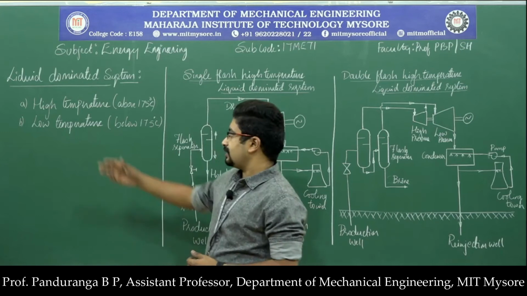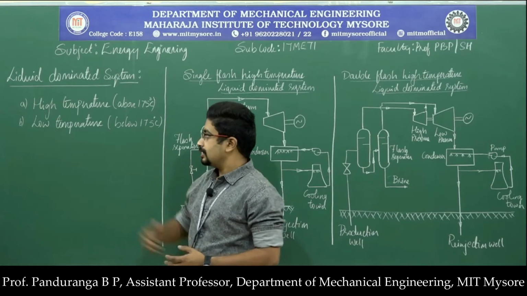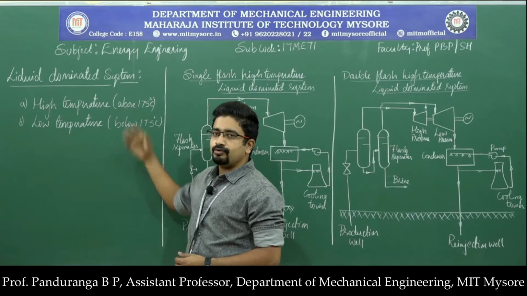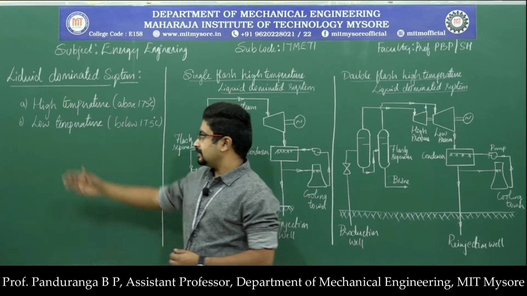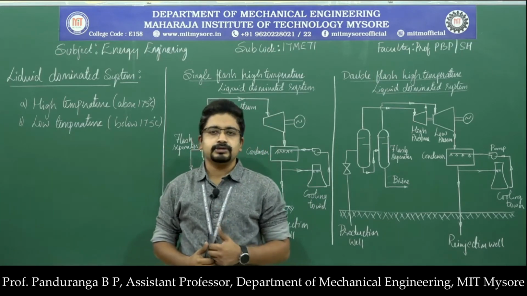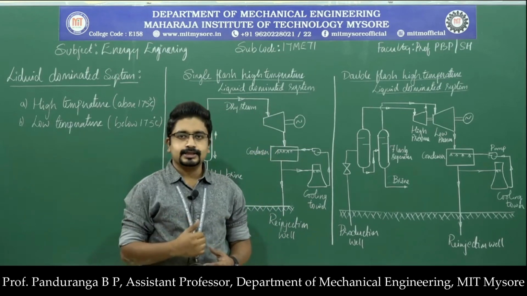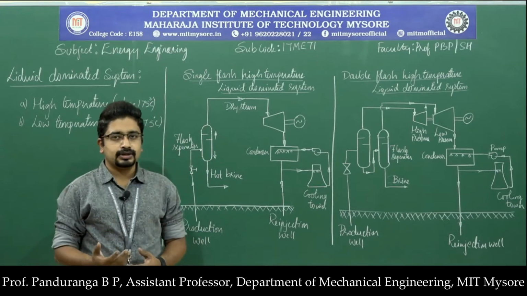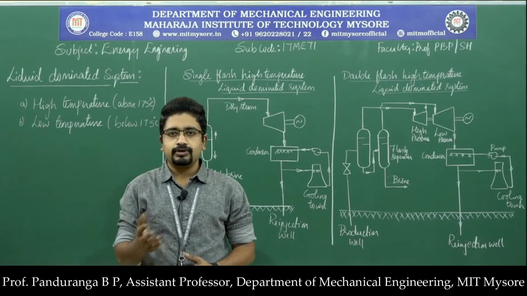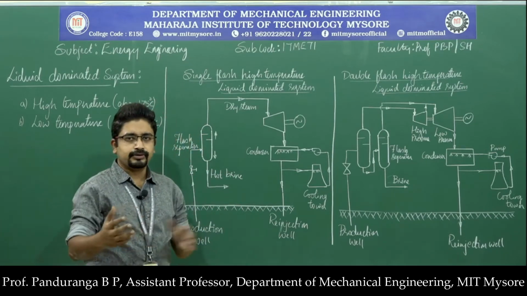In the liquid dominated system we have categorized the sources into two different types. One is the high temperature source, where the temperature of water will be above 175 degrees Celsius, and the other is the low temperature source, where the temperature of water is below 175 degrees Celsius, but generally above 100 degrees Celsius. In these cases we can utilize the high thermal energy available in the water and convert that into useful mechanical work. For that purpose we have many different systems.